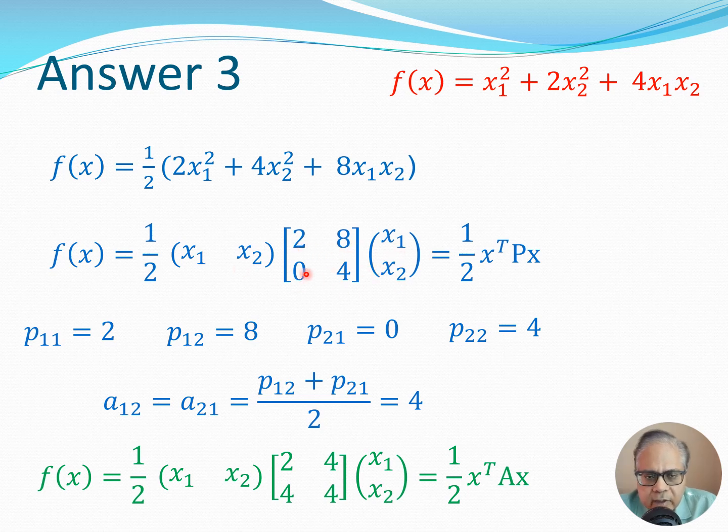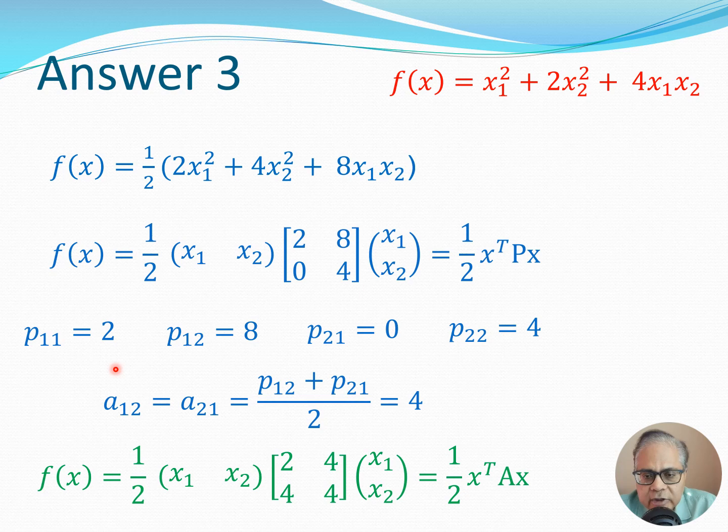Now, if you want to expand it and check it out, you can do that, and you will see that essentially I have a term 2x1 square and 4x2 square. These are the two diagonal terms, and the 8x1 x2 term goes here. And so this I can write as half x to the power t Px. Now you see here that this P is an unsymmetric matrix, and the relationship between P and A is there.